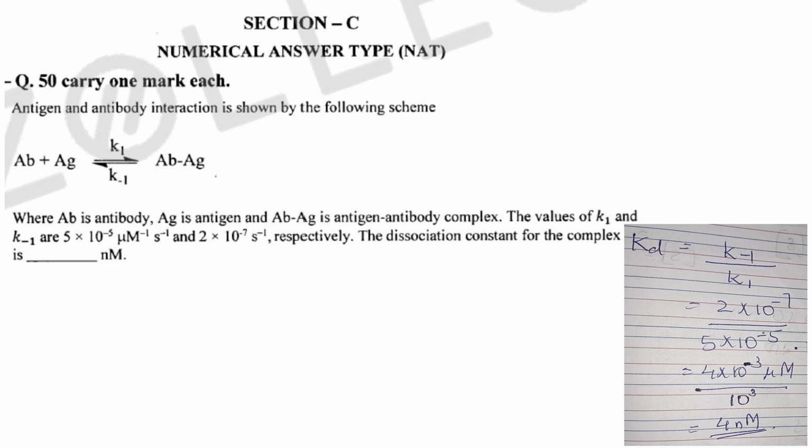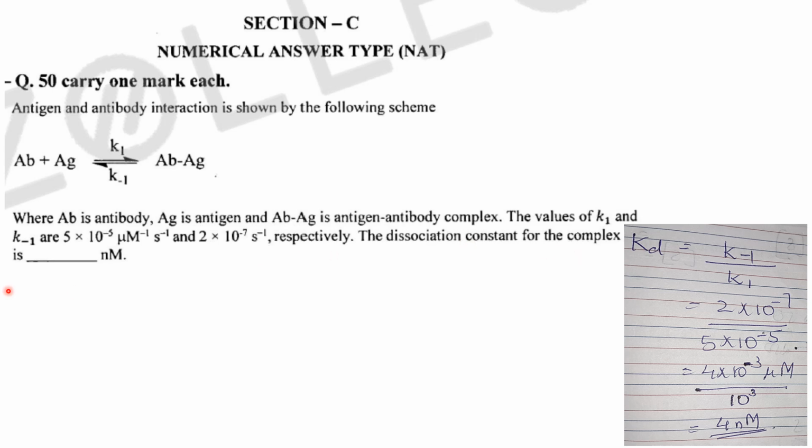Then come the numerical answer type questions. So first one, antigen antibody interaction is shown by the following scheme. AB plus AG giving AB-AG by K1, and AB-AG dissociates by K minus 1 giving AB plus AG, where AB is the antibody, AG is the antigen, and AB-AG is the antigen-antibody complex. The values of K1 and K minus 1 are 5 into 10 raised to minus 5 and 2 into 10 raised to minus 7 respectively.